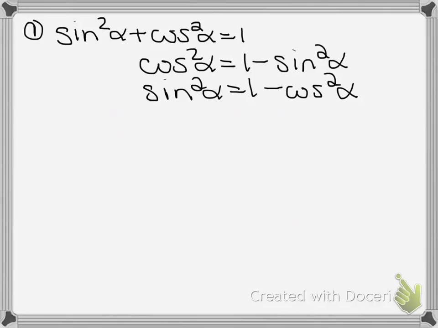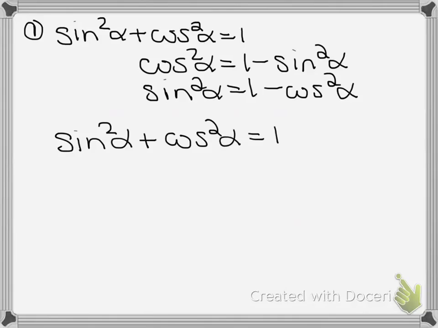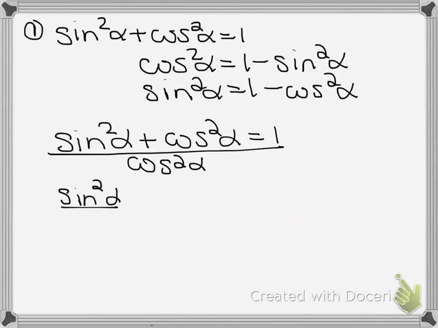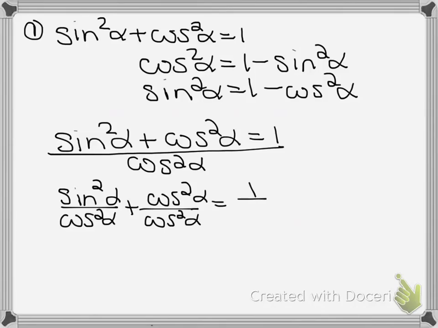Now, if you take sine squared plus cosine squared equals 1, and we're going to divide everything through by cosine squared. What you do on one side, you can do on the other. So we're going to divide everything through by cosine squared alpha. So we get sine squared over cosine squared plus cosine squared over cosine squared equals 1 over cosine squared.